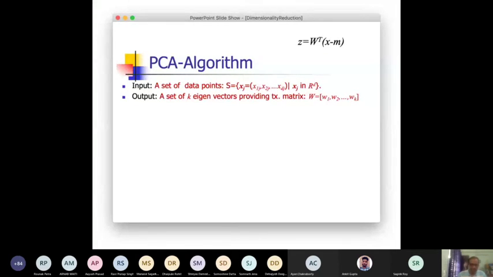So what is the algorithm for principal component analysis? If I look at it from the algorithmic point of view, as you can see, in our case we are also centering the data. We are bringing the origin of the space to the data center. So that's why there is this translation of the data point, x minus m, where m is the mean of the data points. And what is capital W here? Can you guess what capital W is?